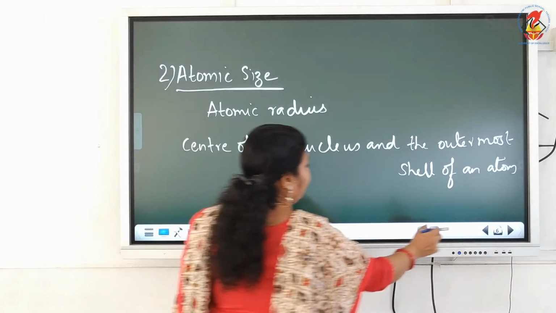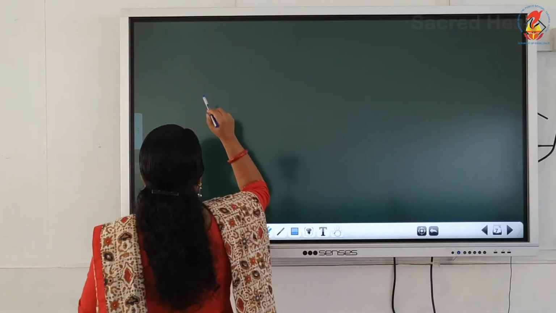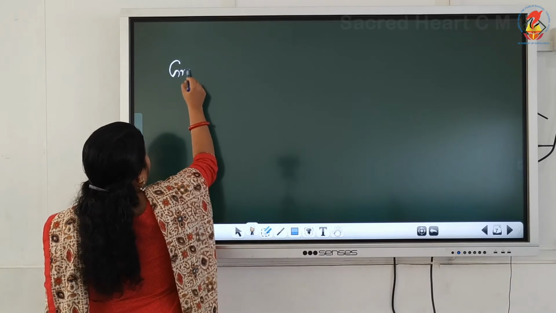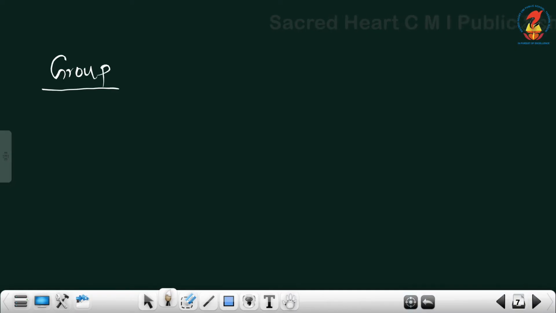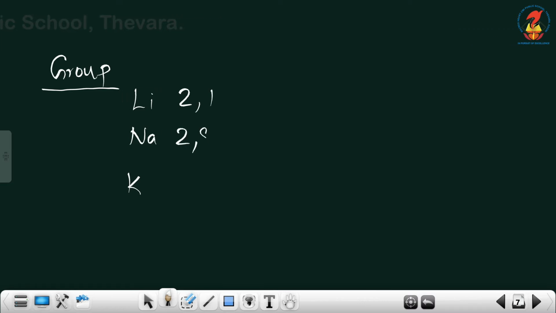Now let's see what happens to atomic radius as you move down a group. In a group, as you move down, what happens to atomic radius? You can see that as you move down, lithium, sodium, potassium, etc. Lithium has 2,1 configuration, sodium has 2,8,1 configuration, potassium has 2,8,8,1 configuration.